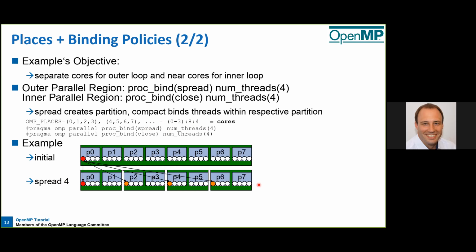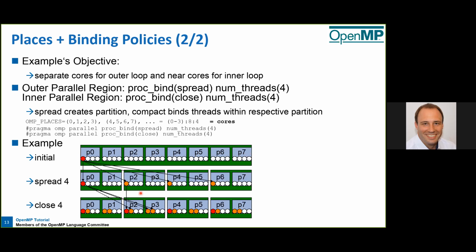And I think this picture illustrates what's happening here. But the important point is that spread also partitions the place list again into equal chunks. So that means this thread here will see that the place list within the parallel region consists of only 2 places, while before the initial thread was seeing a place list consisting of 8 places. And why is this useful?